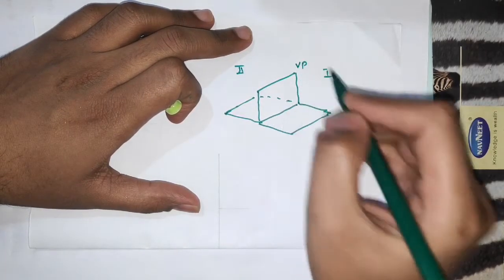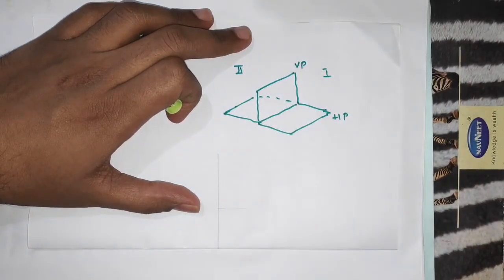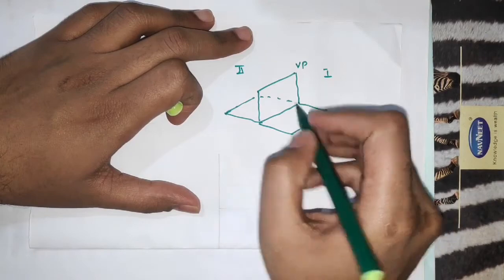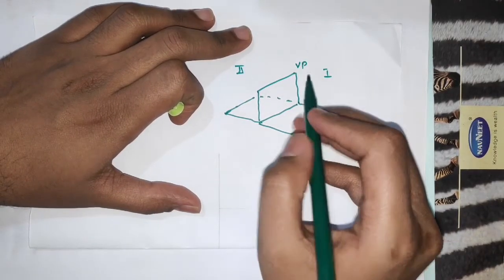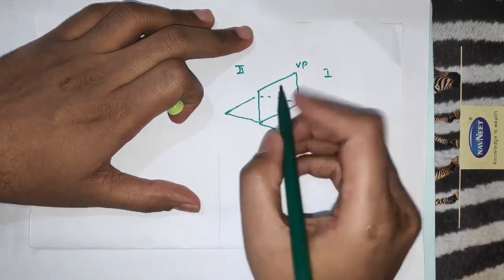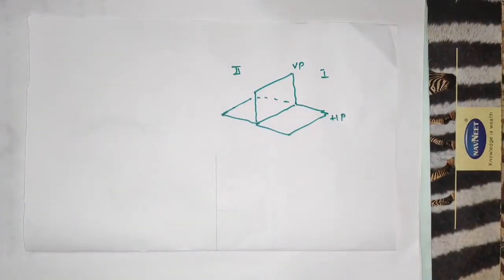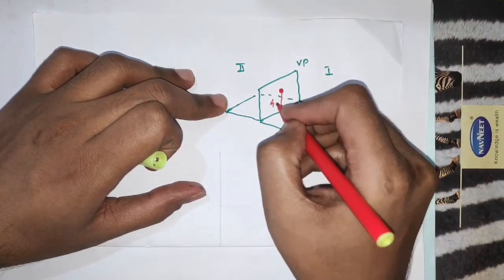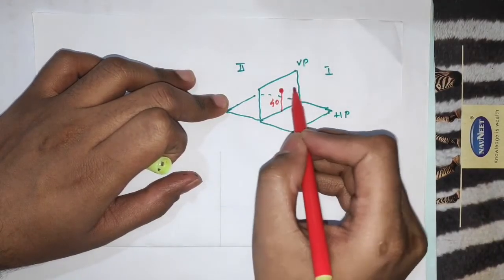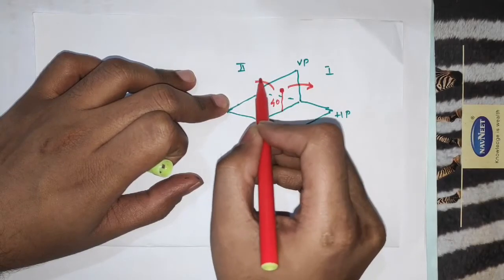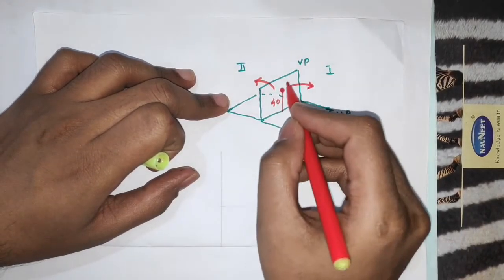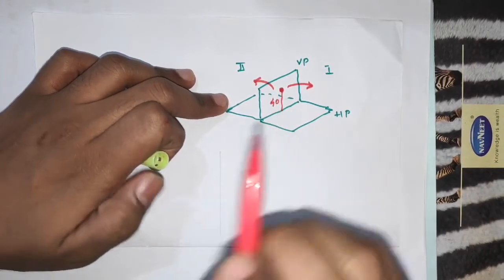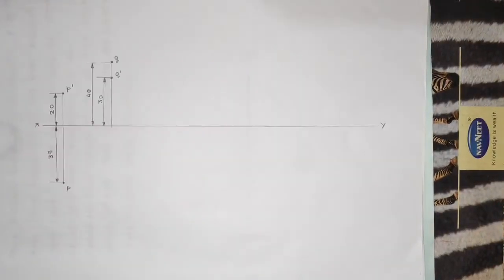Now the point is above HP. By what distance is it above HP? 40 mm above HP. So 40 mm from HP you will have the point, but it is neither in front of VP nor behind VP; the point is located on VP. So this distance is 40. In this case, the point can be either in the first quadrant or in the second quadrant. So you can say this particular point is in both the first as well as the second quadrant.